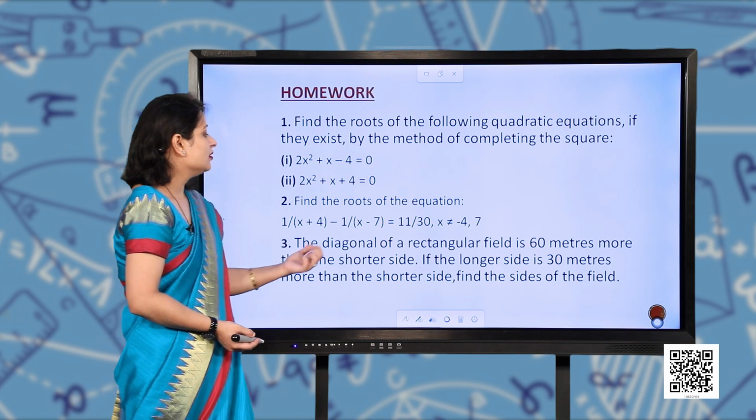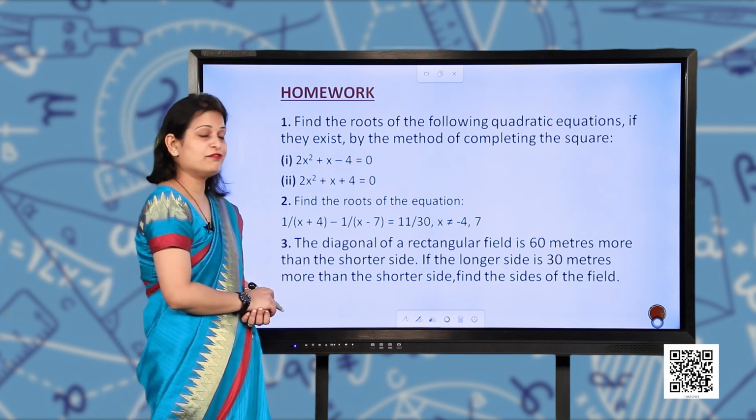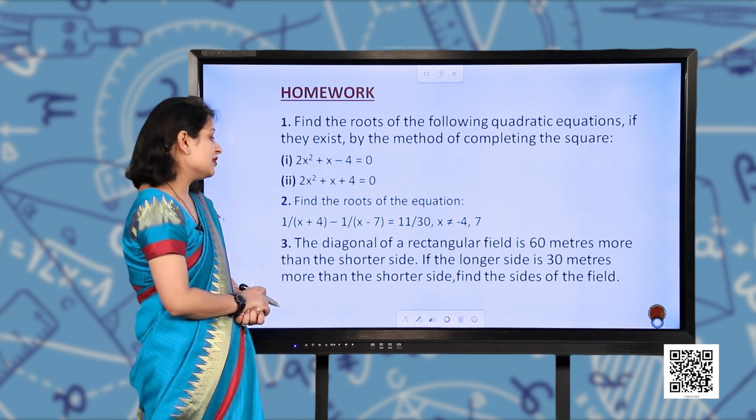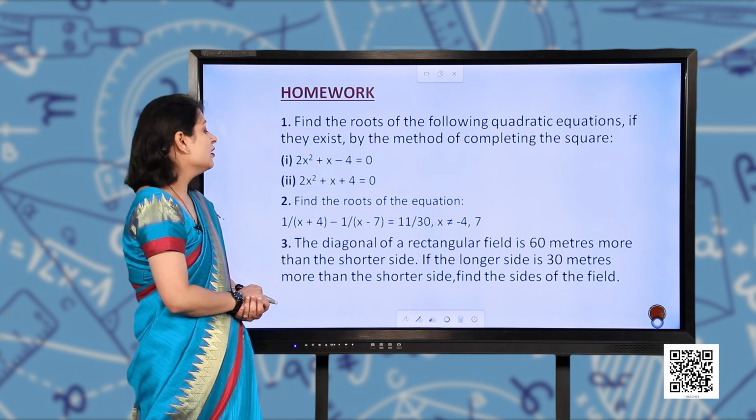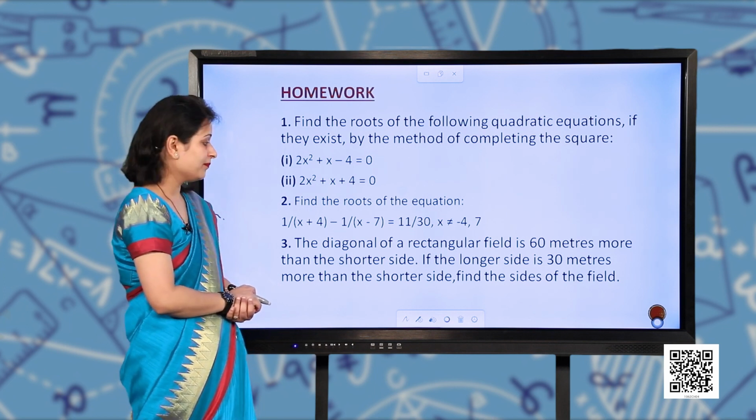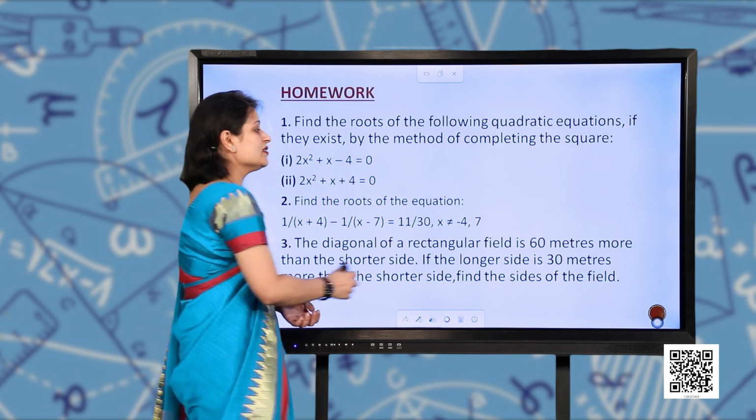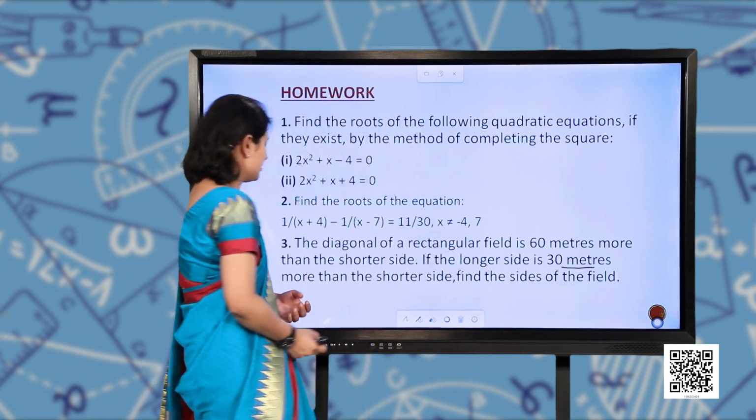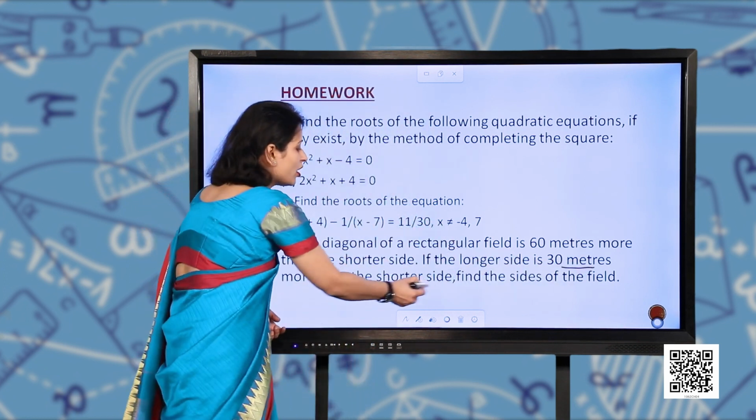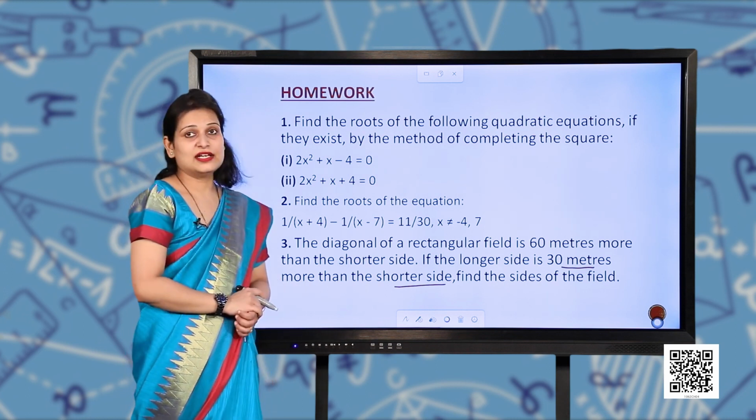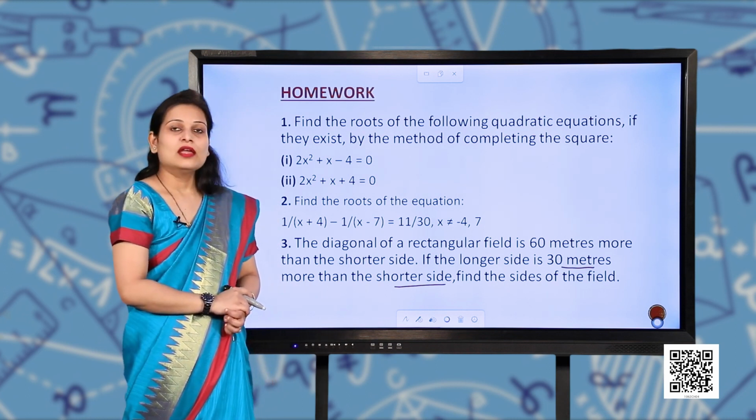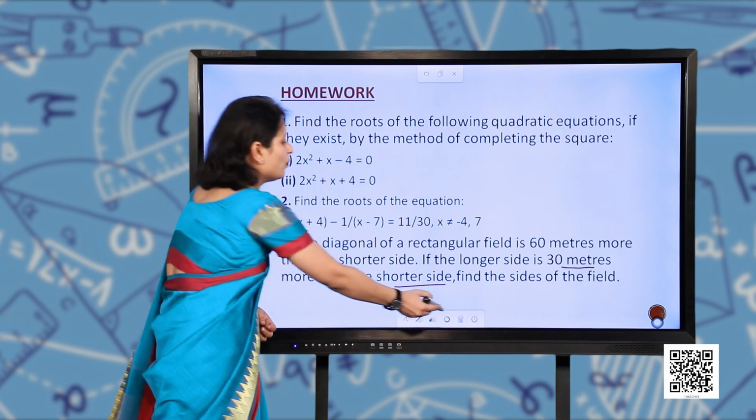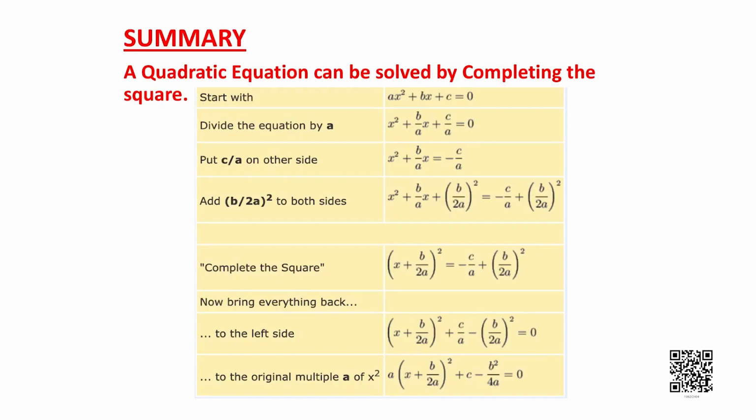Third one, the diagonal of a rectangular field is 60 meters more than the shorter side. If the longer side is 30 meters more than the shorter side, find the sides of the field. Now, let us quickly revise what we have studied today.